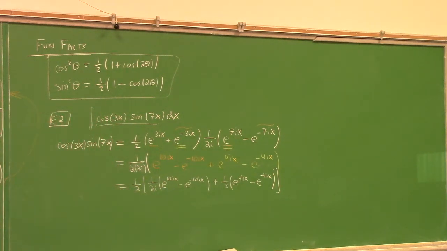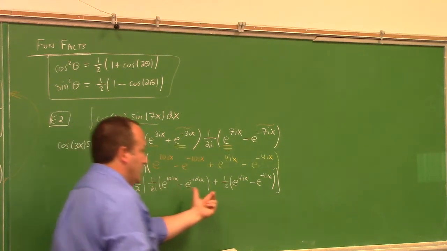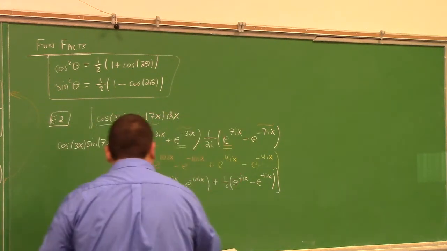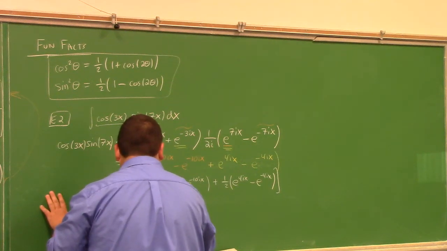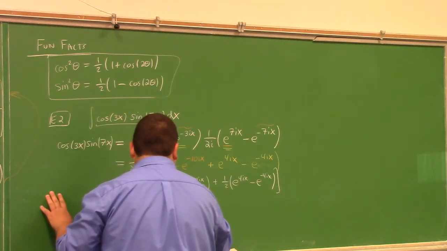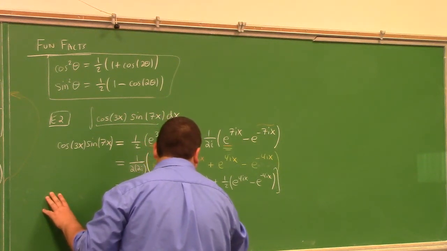Go back to the boxed formulas again, right? This time we've got a 1/2i factor, and we've got a difference of imaginary exponentials. These are sines. So this is the sine of 10x, and this is the sine of 4x. So we have 1/2 sine of 10x plus 1/2 sine of 4x.